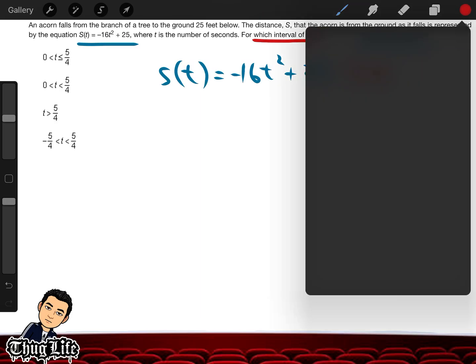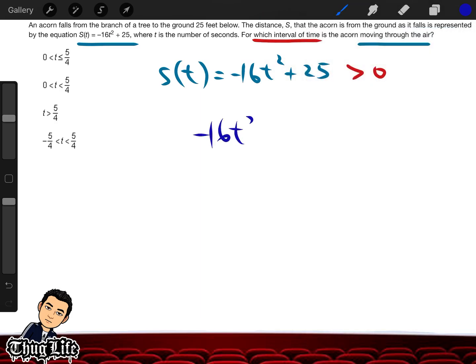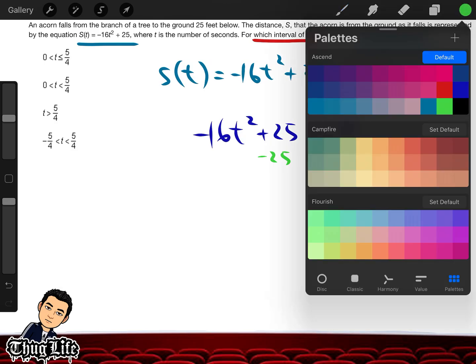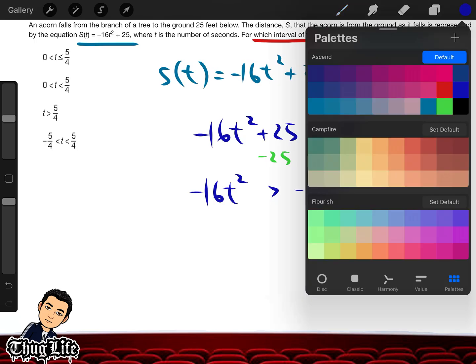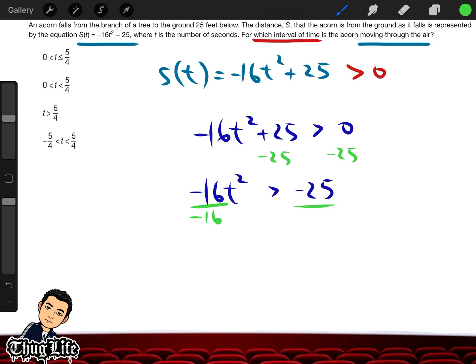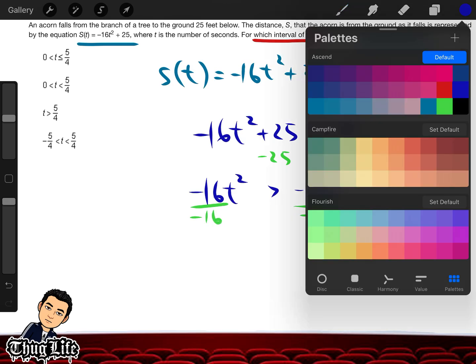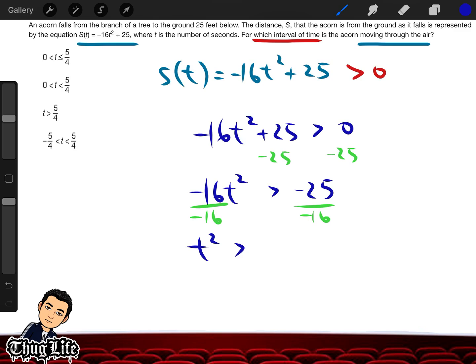I'm going to rewrite with a different color. Negative 16t squared plus 25 is greater than 0. First thing you want to do is subtract 25 on both sides. So you get negative 16t squared is greater than negative 25. Now you're going to divide by negative 16 on both sides. So you have t squared is less than, oops, sorry, because you divide by a negative, the sign is going to flip, right? It's going to reverse. So 25 over 16, positive.